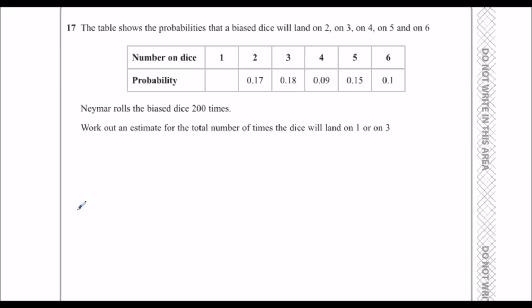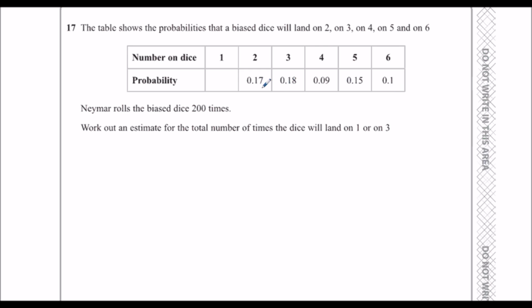Okay, question 17. The table shows the probabilities that a biased dice will land on 2, 3, 4, 5, and 6. Neymar rolls the biased dice 200 times. Work out an estimate for the total number of times the dice will land on 1 or 3. So we need to work out the chance of landing on 1 first, and again we need to know that all the probabilities have to add up to 1 whole. So we just need to find what's missing.